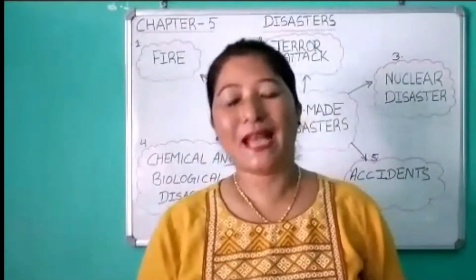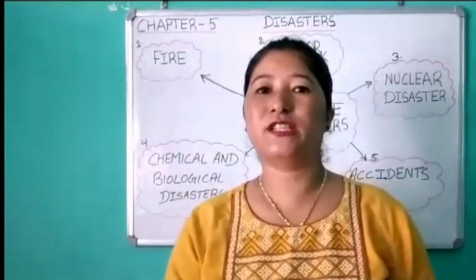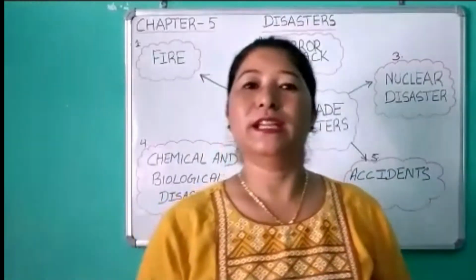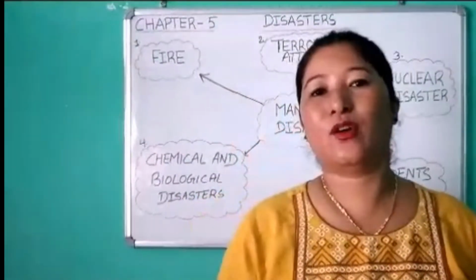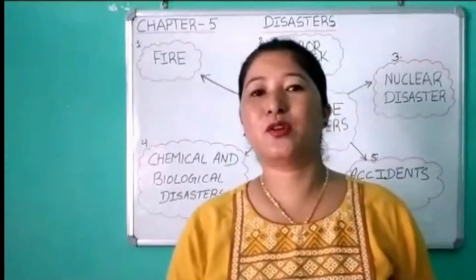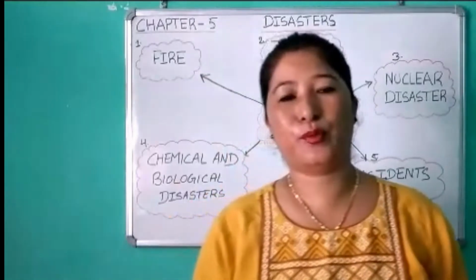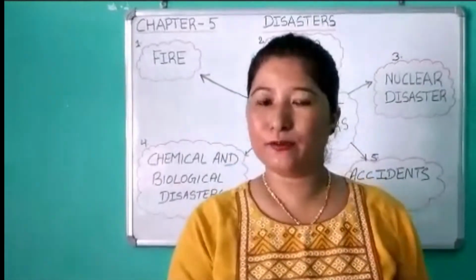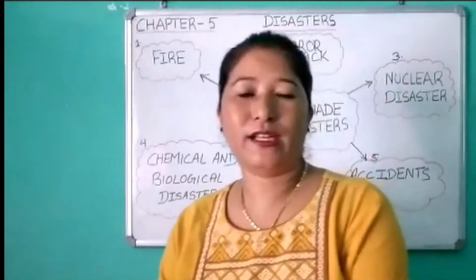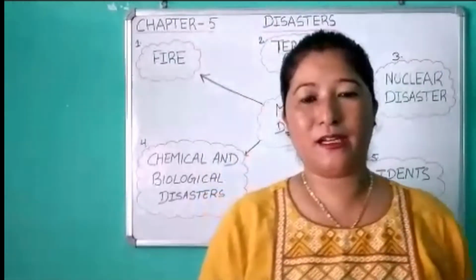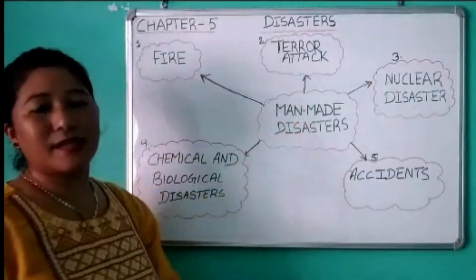So what do you mean by natural disaster? These disasters are caused by the action of nature and they are quite powerful, uncontrollable, and occur suddenly, causing severe damage to life and property. For example, you can take flood, landslide, tsunami, or even volcanic eruption. Today we'll study about man-made disaster.